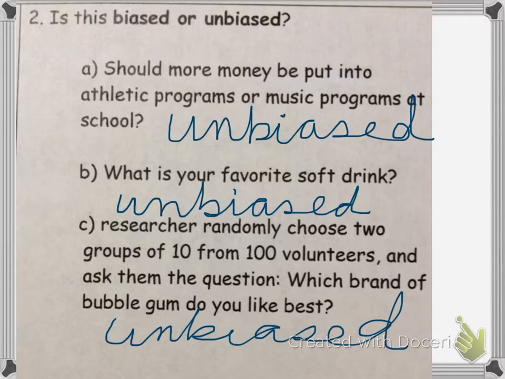So let's take A, should more money be put into athletic programs or music programs at school? And let's make that a biased question. So how about I say this instead? Money is being severely cut for music programs. Do you think more money should be put into music programs or athletic programs at school? Do you see how the little information I put at the beginning of that made that a biased question? Because I made them start thinking about how money is being spent in the first place. So that would be what would make that a biased question instead of an unbiased question.